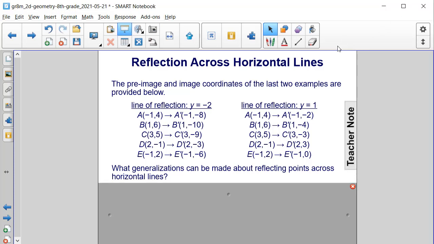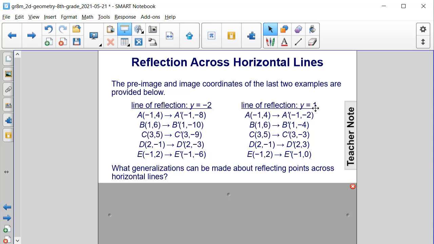The pre-image and image coordinates of the last two examples are provided below. When the line of reflection was y equals negative 2, point A went from (-1, 4) to A prime (-1, -8). B (1, 6) went to B prime (1, -10). C went from (3, 5) to C prime (3, -9). Point D went from (2, -1) to D prime (2, -3). Point E went from (-1, 2) to E prime (-1, -6).